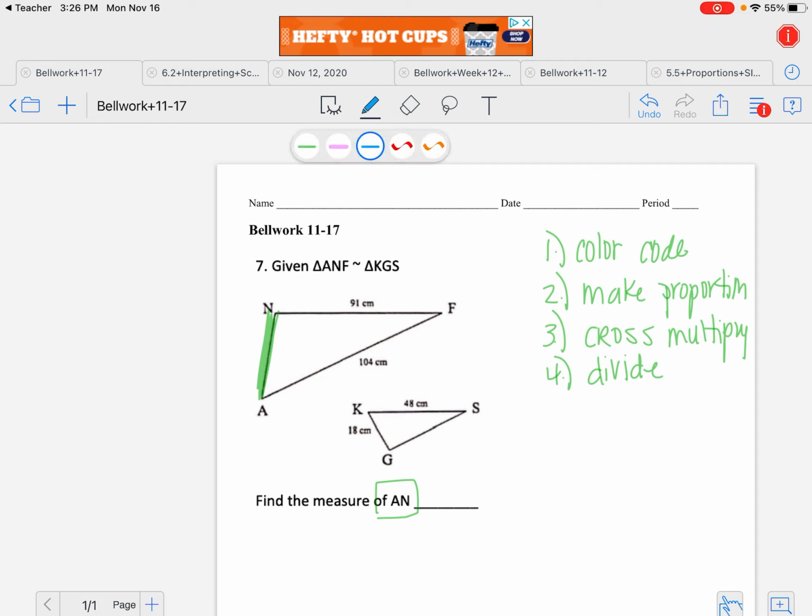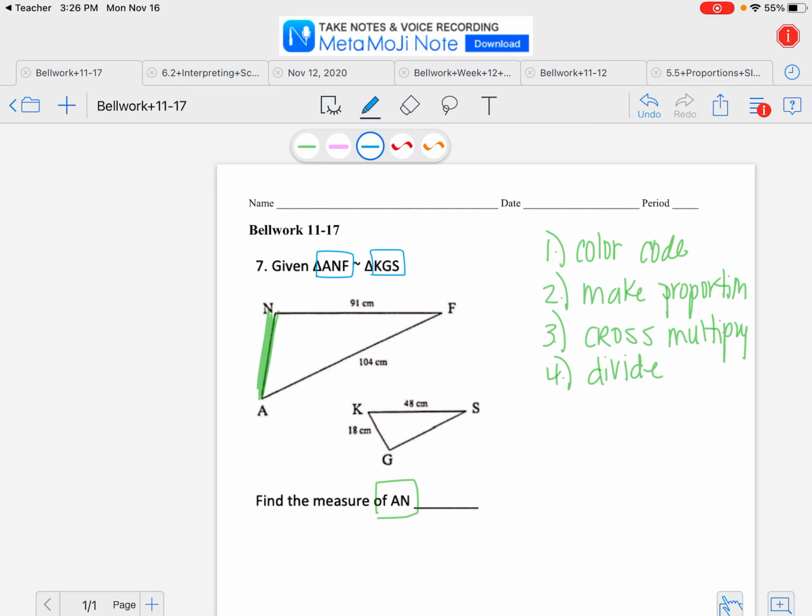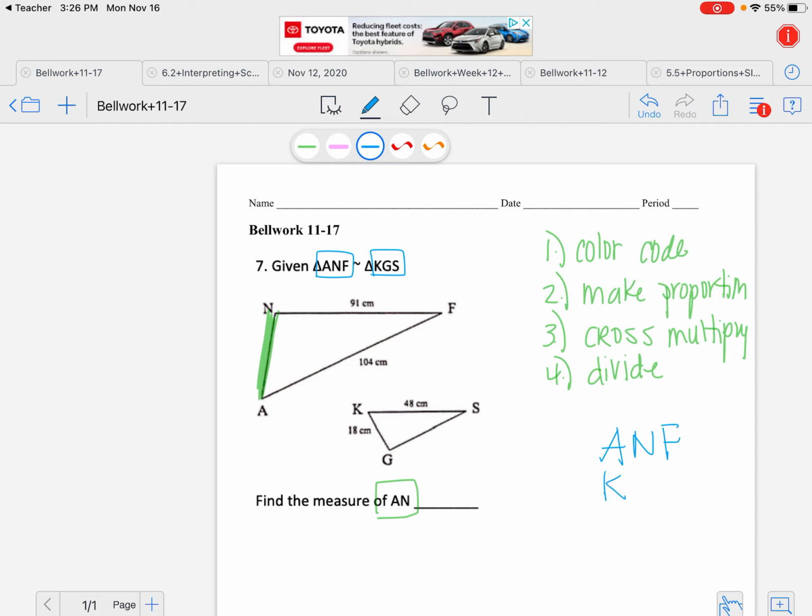Okay, to know what parts match up, because these two shapes are not going in the exact same direction, I'm going to use the letters in the names because it says these two triangles are similar. So I can stack my letters together. ANF, first, second, third, goes with KGS, first, second, third. And now I know that AN matches up with KG.